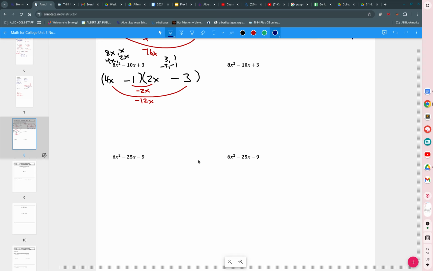So let's try the same thing, but let's switch them. Let's try a -3 and a -1. So this time the 3 is paired with the 2 and the 1 is paired with the 4 in the multiplying process. And as you see here, I get a negative 6x and a negative 4x. Does that give me the negative 10x? It now does. And this is factored correctly.